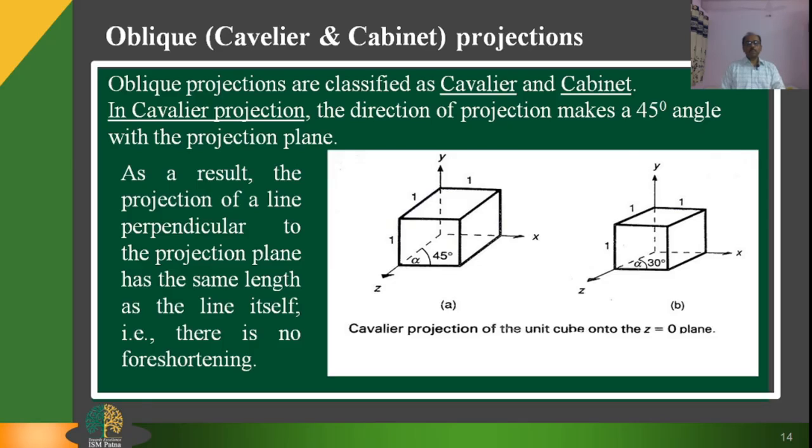It shows the projection of the unit cube onto the xy plane. The receding lines are the projection of cube edges that are perpendicular to the xy plane and they form an angle. As in the figure, one is at 45 degrees and another one is at 30 degrees.